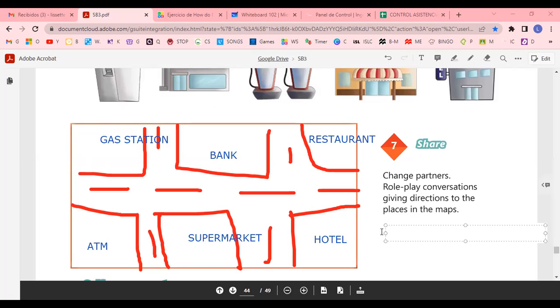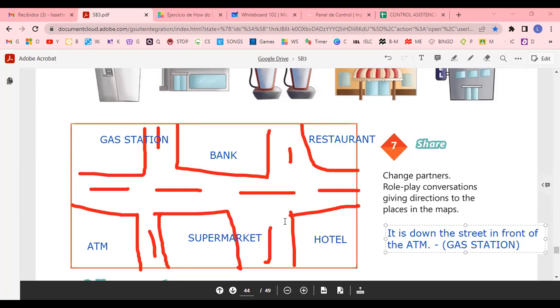For example, it is down the street, in front of the ATM. What is the place, everybody? ¿Cuál sería el lugar? It's down the street, está al final de la calle. It's in front of the ATM y está enfrente del ATM, que es el cajero automático. ¿Cuál es el lugar? Gas station. Exactly, gas station.